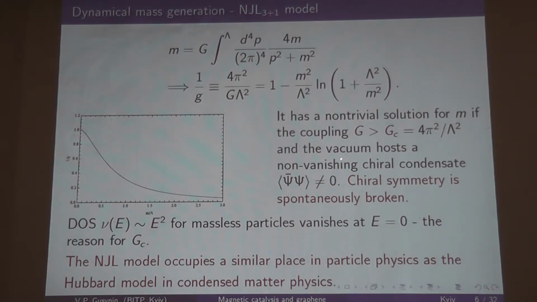What is the reason for this critical coupling? This is because the density of states behaves as E squared for a massless particle and vanishes at energy equals 0. I would like to say that actually this Nambu–Jona-Lasinio model now occupies a similar place in particle physics as the famous Hubbard model in condensed matter physics.